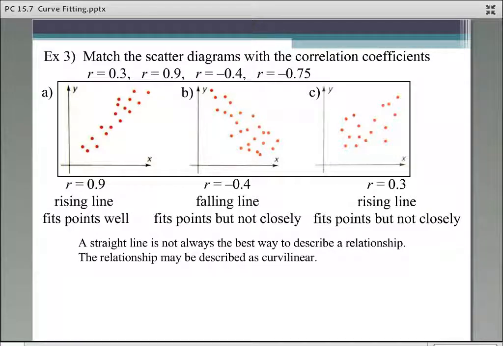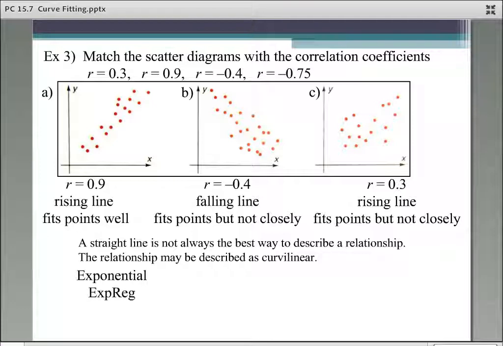And then we have on there that a straight line is not always the best way to describe a relationship. The relationship may be described as curvilinear. Right? So not always is it a straight one. And in fact, we gave you those pictures in the beginning of different types.